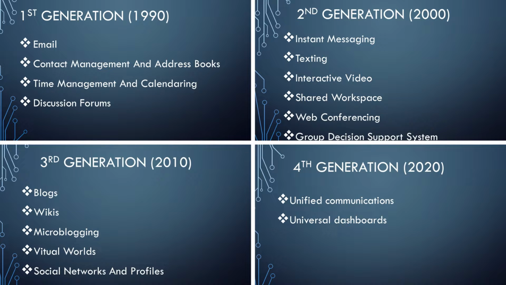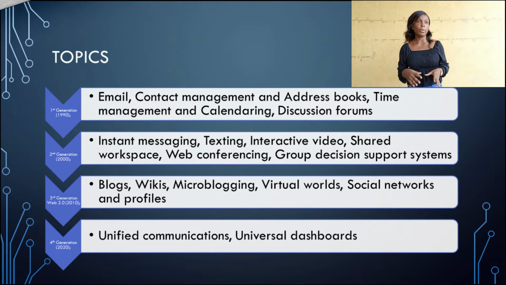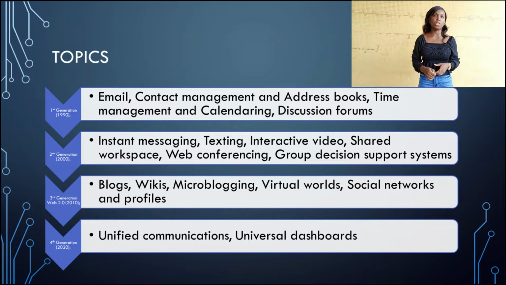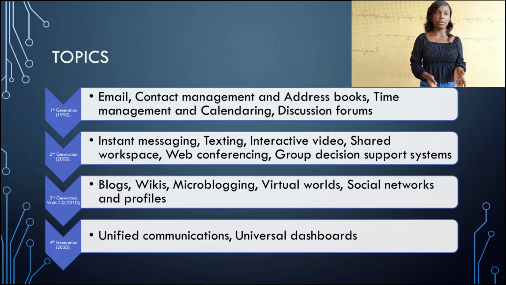In the second generation, we had instant messaging, also known as text, which consists of real-time text-based interaction over a network. We also have texting, and a group decision support system, which is like video conferencing whereby a group of people see face to face over the internet, helping them make better decisions. Then we have web conferencing, also called webinars, which is similar to the GDSS. And we have interactive videos and shared workspaces.